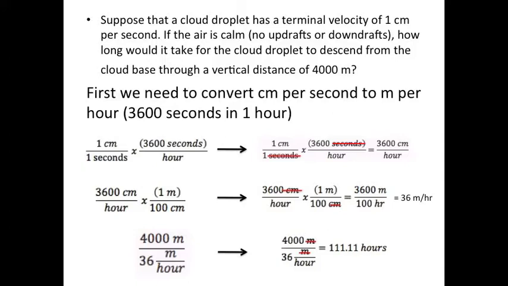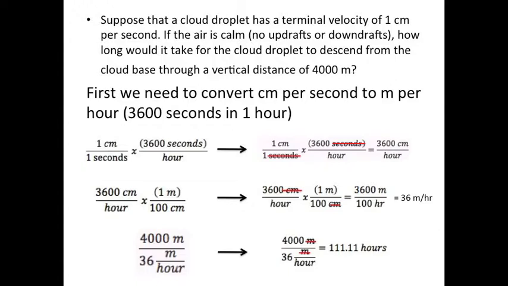The process for conversion is given on the slide. Let's not get too nervous about all the math shown on this slide. We'll go through it step by step. First, let's convert the seconds to hours. Take 1 centimeter over 1 second and multiply it by the conversion of seconds to hours, which is 3,600 seconds over 1 hour, since there are 3,600 seconds in 1 hour. The seconds will cancel, and multiplying across, it gives you 3,600 centimeters over 1 hour.